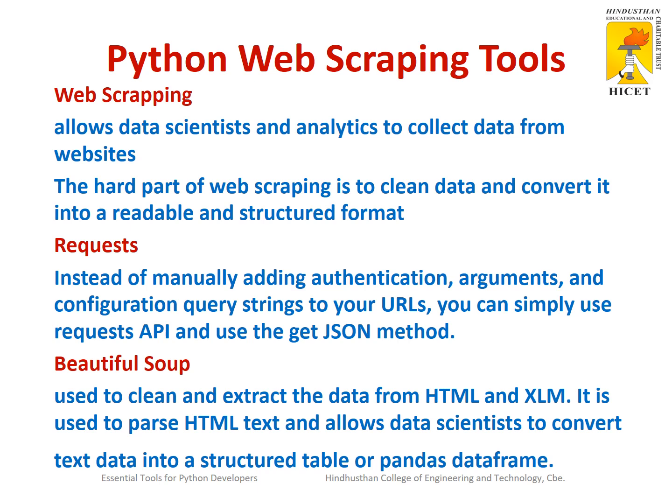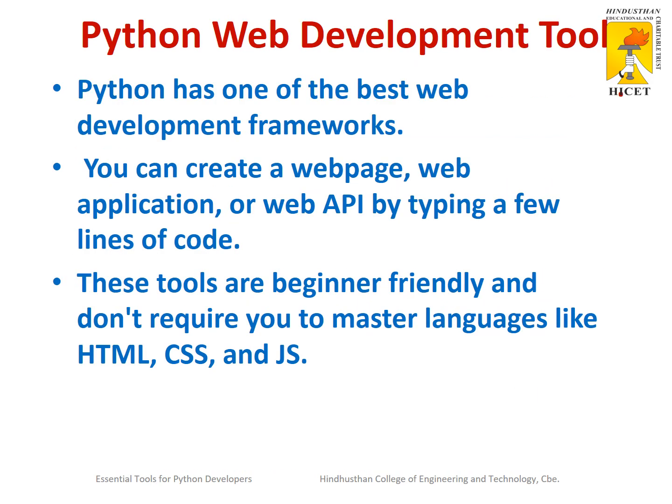Next one is Beautiful Soup. Beautiful Soup is used to clean and extract data from HTML and XML. It is used to parse HTML text and allows data scientists to convert text data into a structured table or pandas data frame. Next, Python web development tools.